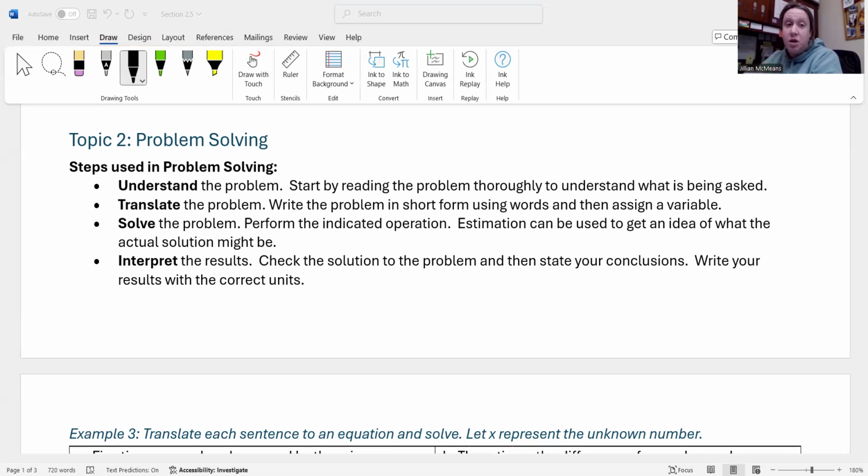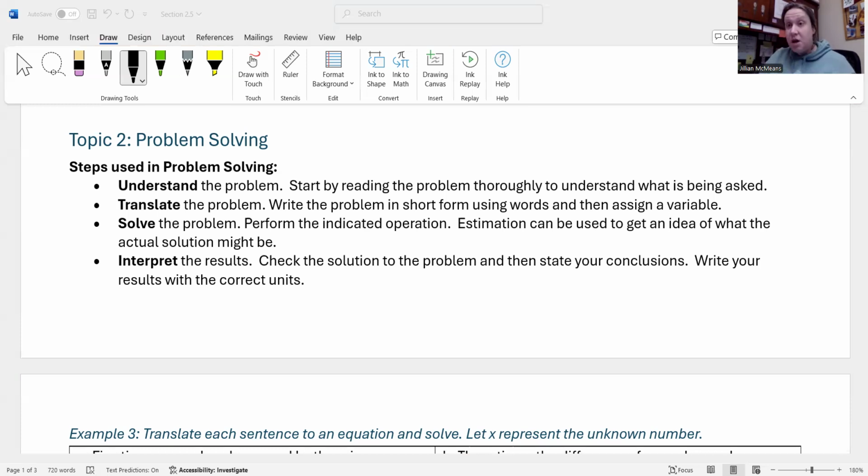And then finally, interpret the results. Remember, anytime you have a word problem, you always have to describe your answer. You can't just leave a number. Numbers don't mean anything when it comes to these word problems until you describe what that number is. So interpret the results, check the solution to the problem, and then state your conclusions. Write your results with correct units. So remember, at minimum, you need to have a number with a unit. At best, or even better if you can kind of describe your answer.